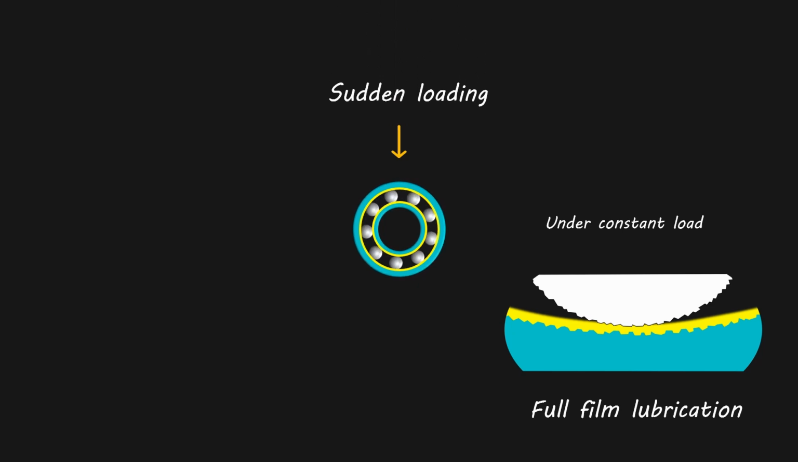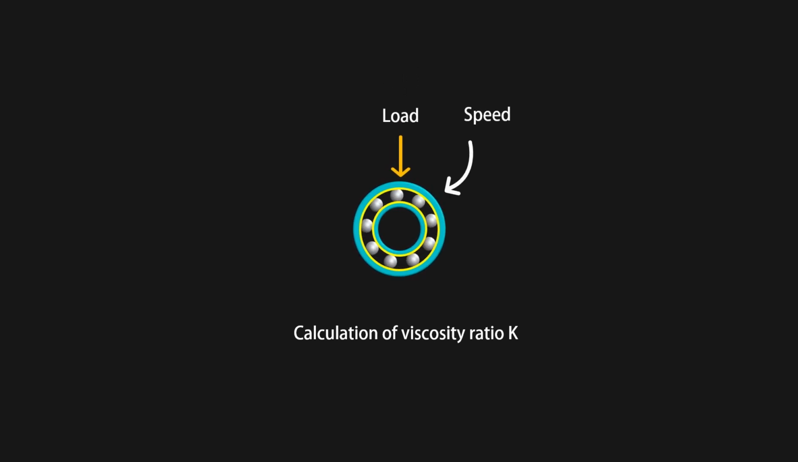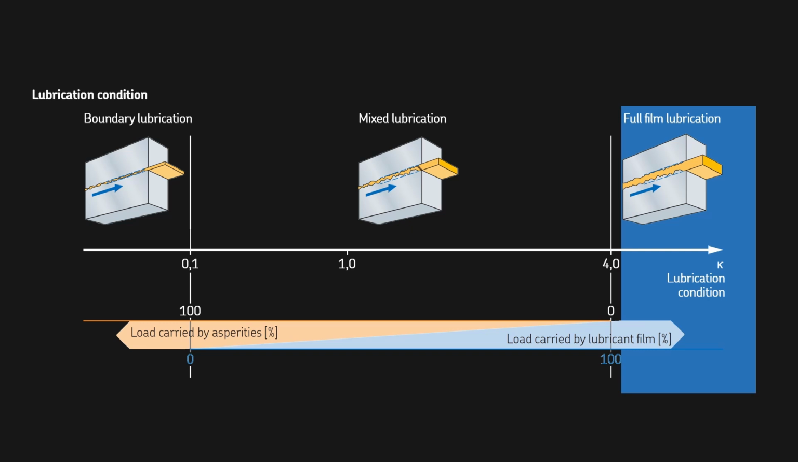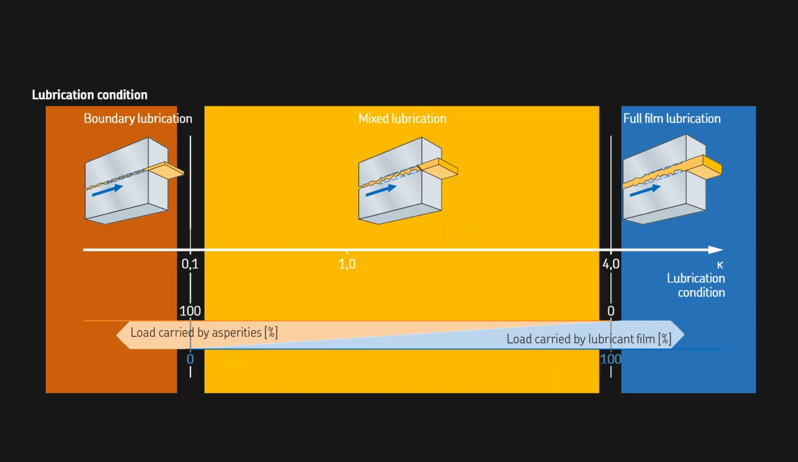But in case of sudden loading or vibrational loading applied on the bearing, the full film lubrication layer may get broken, but can be restored again when the peak load is removed. How thin a full film lubrication will be formed, or whether it is sufficiently formed, depends on the applied load over the bearing, speed of the bearing, amount of lubricant inside the bearing, and viscosity of the lubricant. So this is the concept of lubrication condition, and the calculation basis of lubrication condition is the calculation of the lubrication viscosity ratio kappa. If the viscosity ratio kappa is more than 4, it indicates full film lubrication inside the bearing. If the viscosity ratio kappa is less than 0.1, it indicates boundary lubrication. And if the viscosity ratio is between 0.1 and 4, it means mixed lubrication condition. We will learn the calculation of viscosity ratio with an example later in this video.